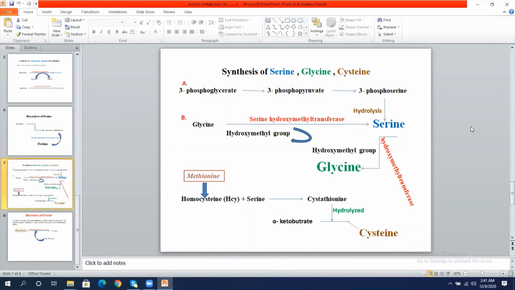On the other hand, methionine is converted into homocysteine, and plus serine forms cystathionine, and when a hydrolytic reaction occurs, then cysteine is formed, and alpha ketobutyrate is also produced in the same chemical reaction for the formation of cysteine.